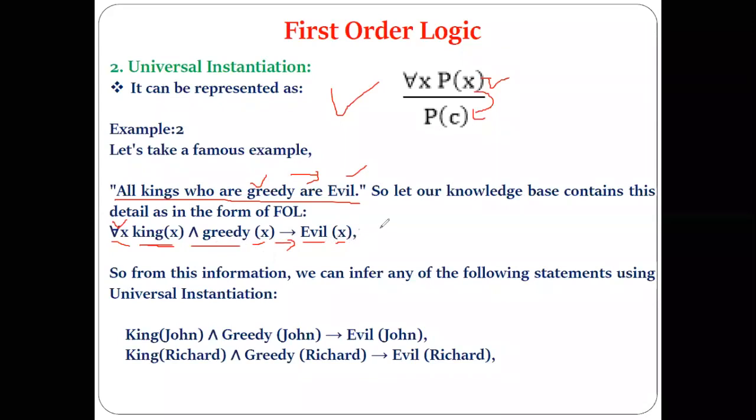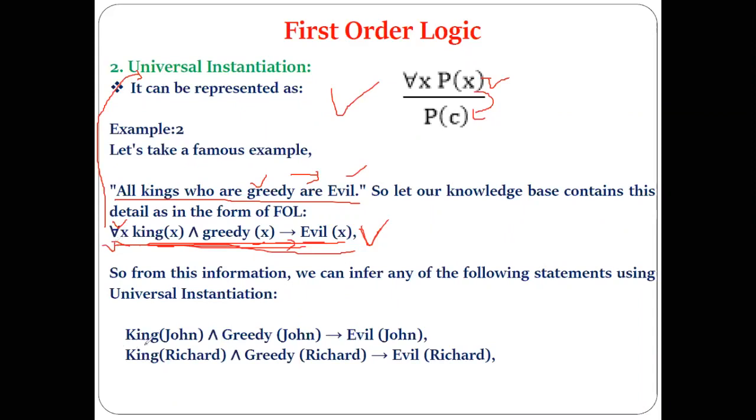Okay. Now this is the FOL. Now from this information, how can we infer other information according to the rule of universal instantiation, or the universal elimination? What do we have to do according to this rule? Now from this, replace the X with any name. Yes, replace the X with any name. Remove, and second thing, remove the universal quantifier.